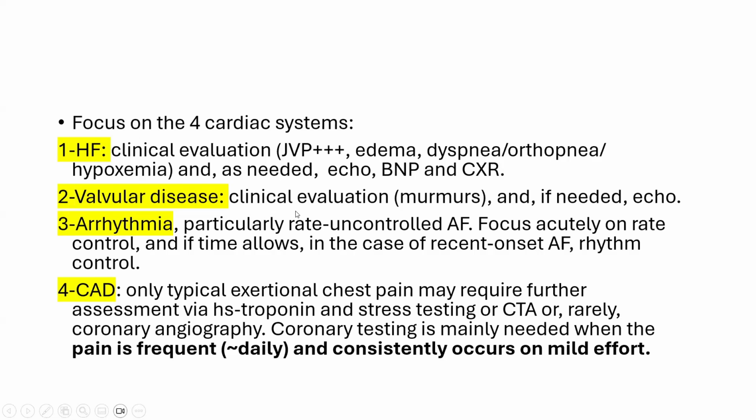Number 2, valvular disease. Rely on clinical evaluations of murmurs and, if needed, echo. Arrhythmia, particularly rate uncontrolled AFib. If you have that, focus acutely on rate control, and if time allows, if the surgery is not needed in the very near future, try to perform a rhythm control for recent onset AFib.